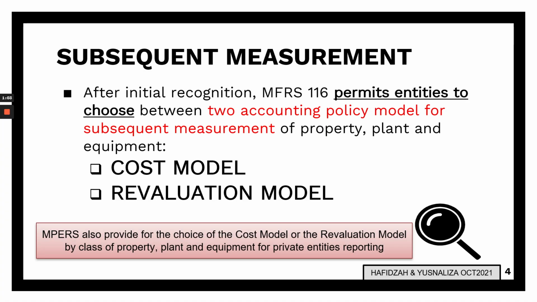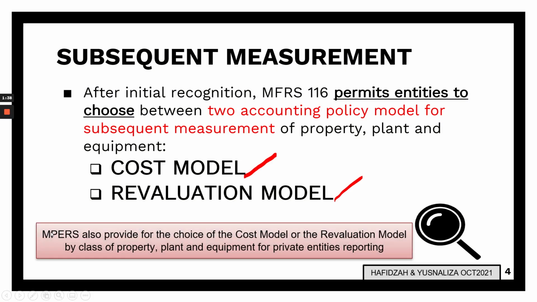So under subsequent measurement, meaning after initial recognition, after you have already recorded the PPE, MFRS 116 permits reporting entities to choose between two accounting policy models. The first one is the cost model, and you can also opt for the revaluation model.